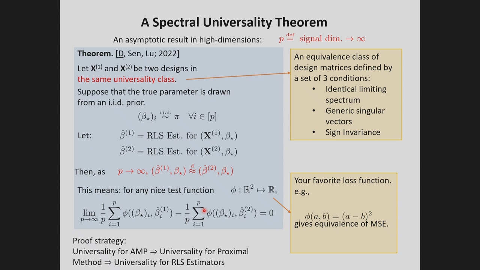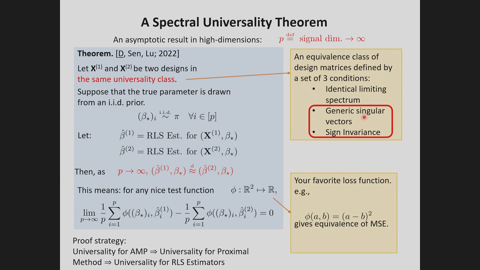I won't really have time to tell you much about the proof, but for people who are experts, at the heart of this result is a universality result for approximate message passing. Once we have that, we can transfer the result to an iterative algorithm which can compute the regularized least square estimator. Because the iterative algorithm you use is a proximal method, and because proximal methods can compute arbitrarily good approximations to the regularized least square estimator, if we show that the proximal method behaves universally, so must the regularized least square estimator. It's an algorithmic approach that we also saw in Marco's talk.